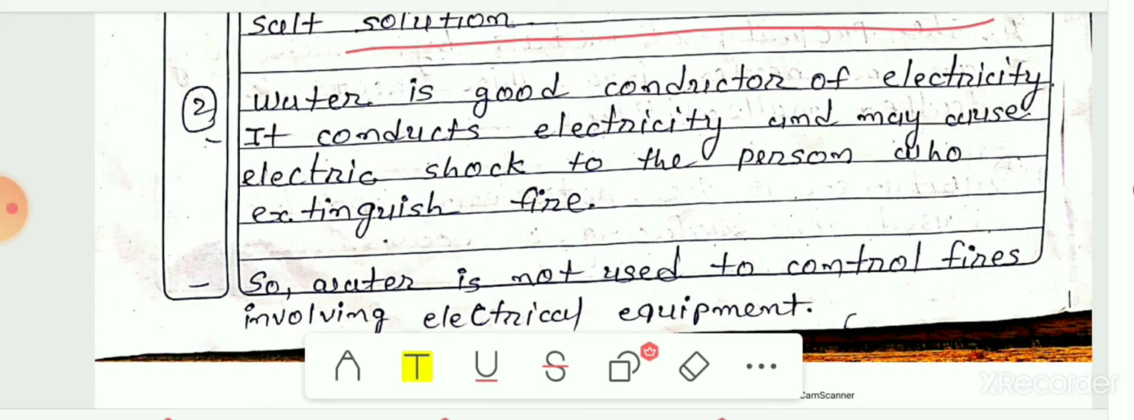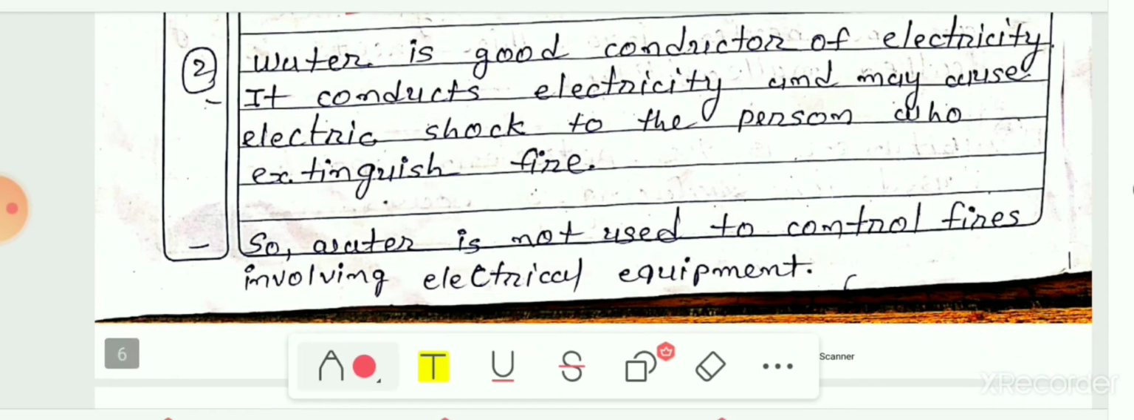Why is water not used to extinguish a fire when electrical equipment is involved? The reason is that water is a good conductor of electricity and may cause an electric shock to the person who is extinguishing the fire. So water is not used to control fires which involve electrical equipment.